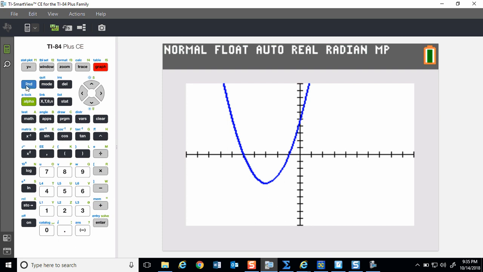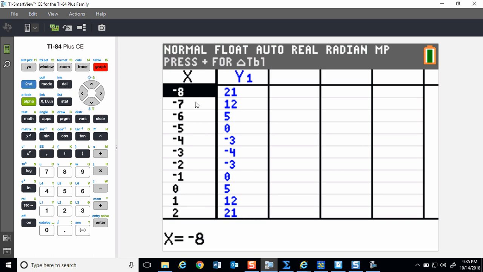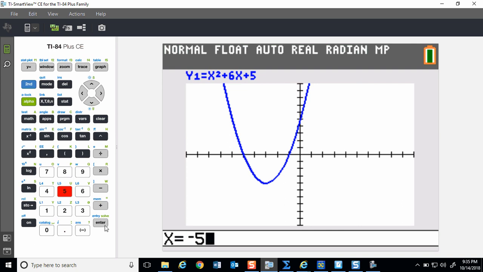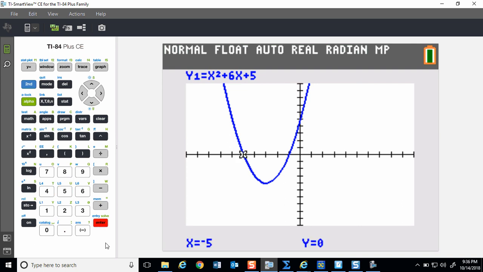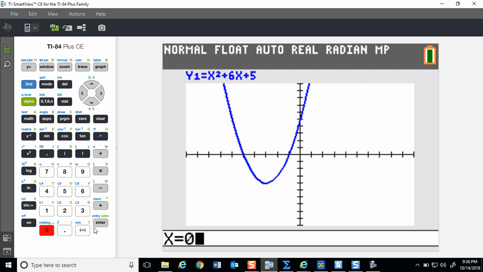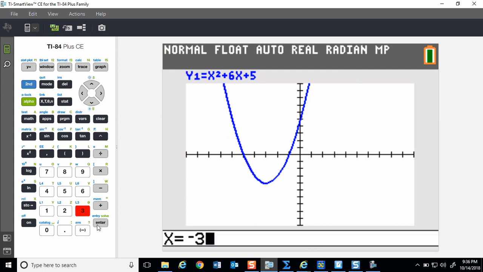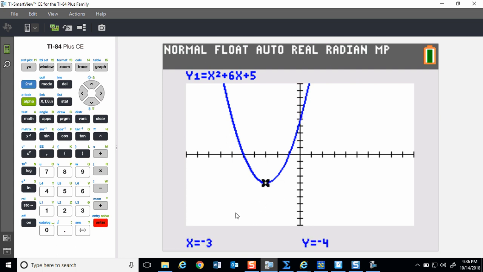So again, I could go to my table, and it would give me all my values that I could graph. I could also hit trace and say, input of -5, what's my output? It's 0. 0 is my input, the output is 5. -3, that should get me to the vertex there, -4. So that's how you graph functions on the calculator.